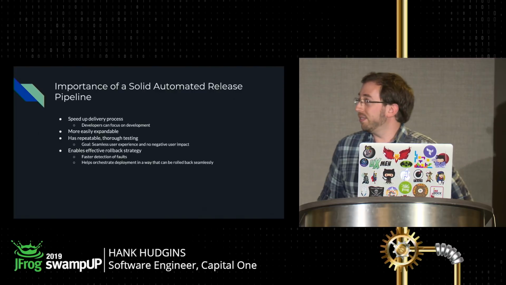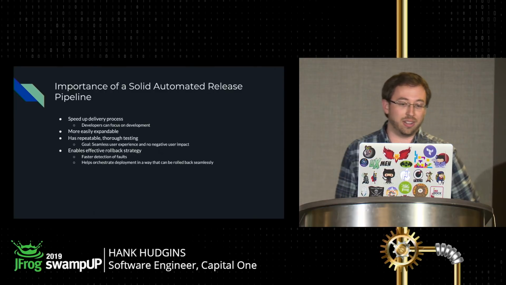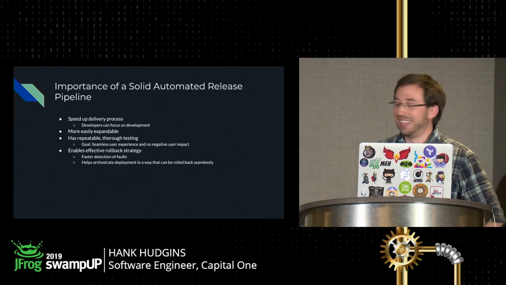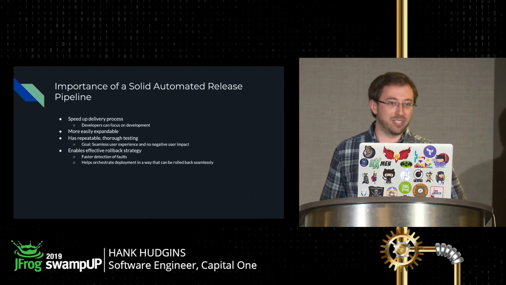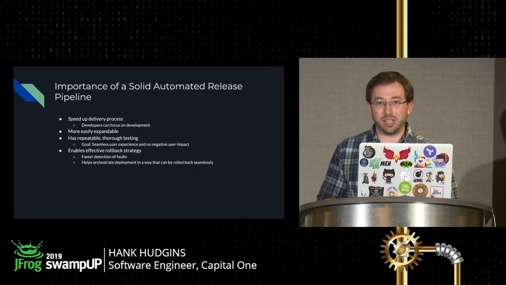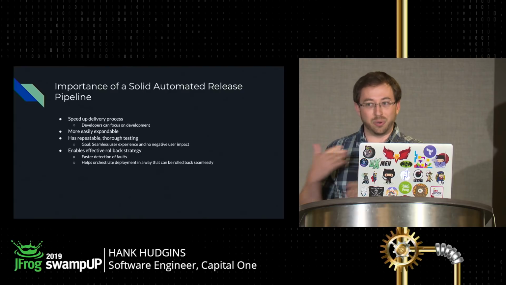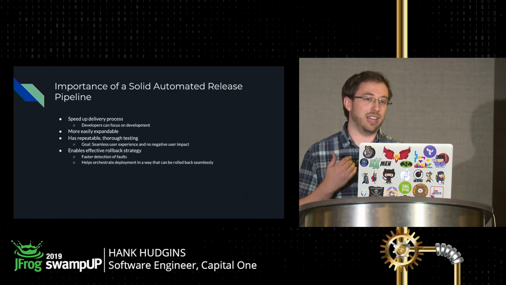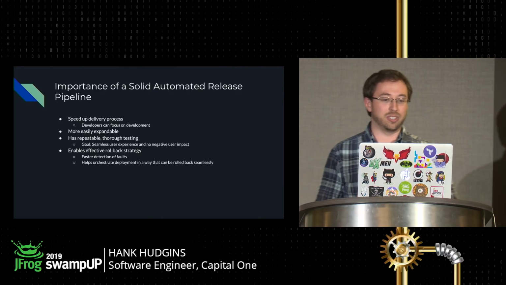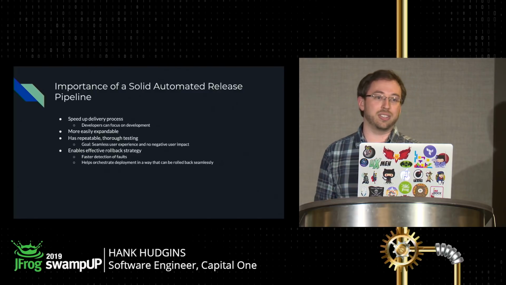Some of the benefits of a solid automated release pipeline, I have them in here. There's probably more, but these are the ones that I could come up with. The first one is to speed up the delivery process. Having a solid pipeline frees up your developers to focus more on development. They don't have to focus on releasing to the different environments, making sure they do all the testing themselves. You can have all that automated. So it's a great way to free up the developers to focus more on development and get that release process moving faster.